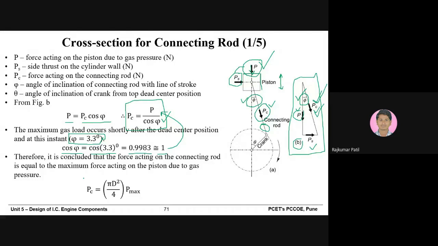and therefore to calculate the force acting on the connecting rod we can use the same equation, that is pi d square upon 4 into P max, where d is bore diameter or cylinder diameter and P max is the maximum gas pressure that is developed inside the combustion chamber. So this relation is used for calculating the PC.